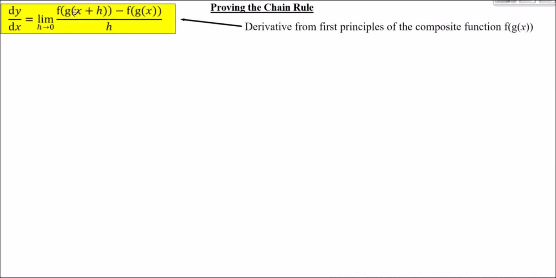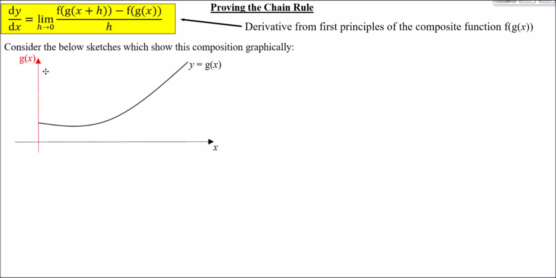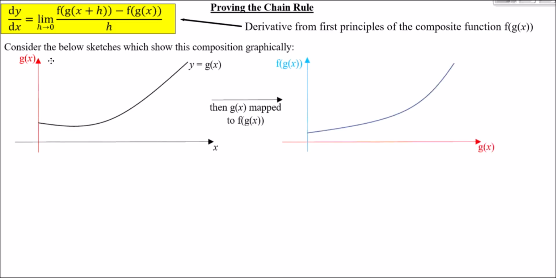Let's just have a look at the graphs of these first. I'm going to put this in the corner because we're going to use this in a moment. That's the derivative from first principles of a composite function f of g of x, just subbing in g of x plus h and g of x in place of just x plus h and x. So let's just consider these sketches which show the composition graphically. So first of all, x mapped to g of x. Then g of x here gets mapped to f of g of x. So the g of x from the first part gets composed onto here, then g of x goes to f of g of x.